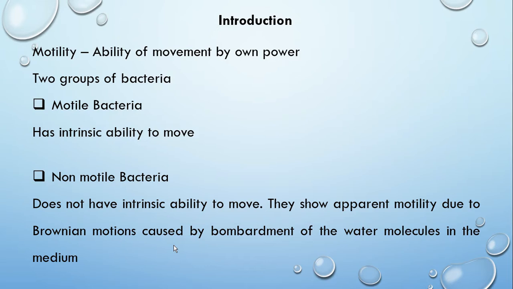Introduction. Motility means ability of movement by own power. There are two groups of bacteria according to motility: motile bacteria and non-motile bacteria. Motile bacteria have intrinsic ability to move. Non-motile bacteria don't have intrinsic ability to move. They show apparent motility due to Brownian motion caused by bombardment of water molecules in the medium.